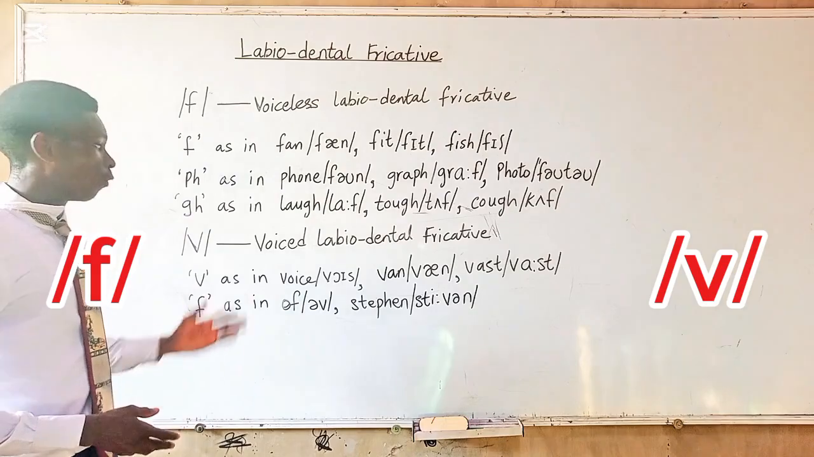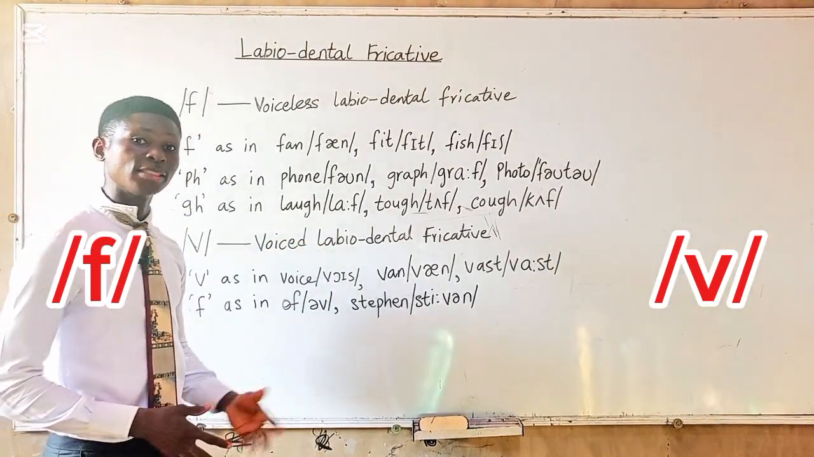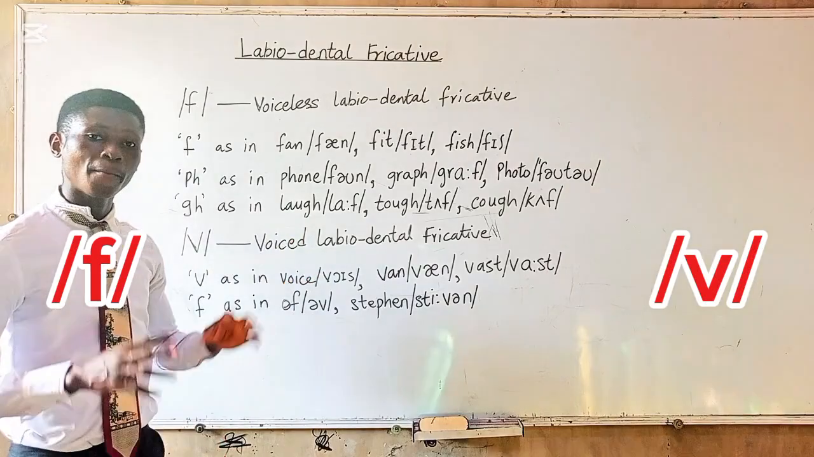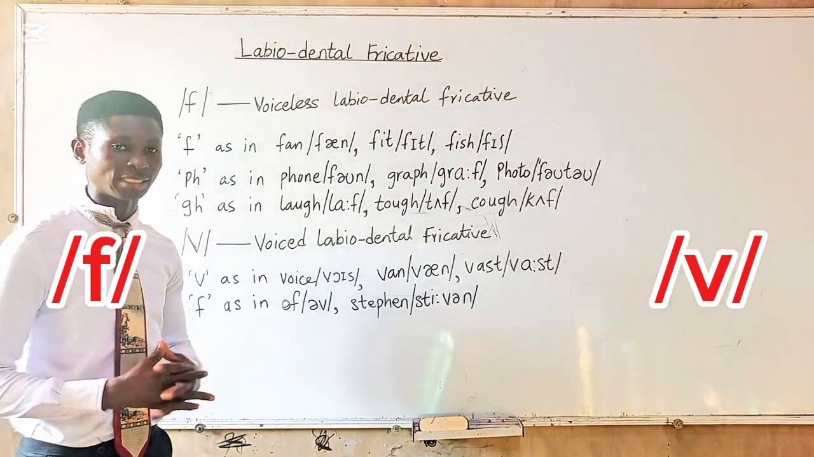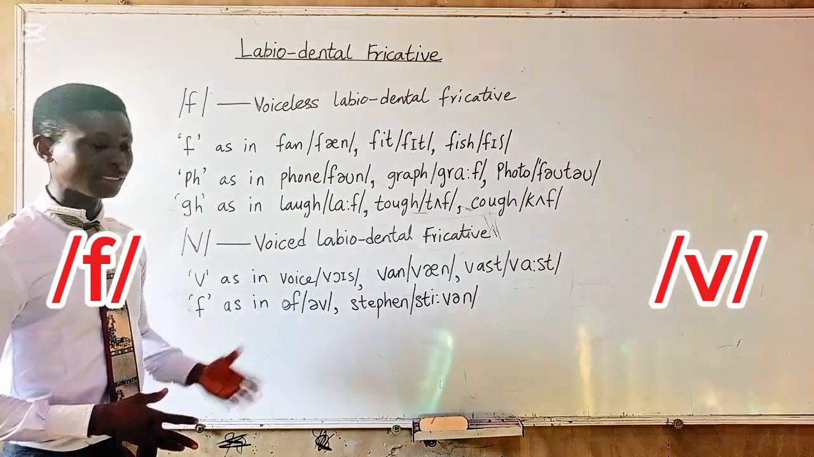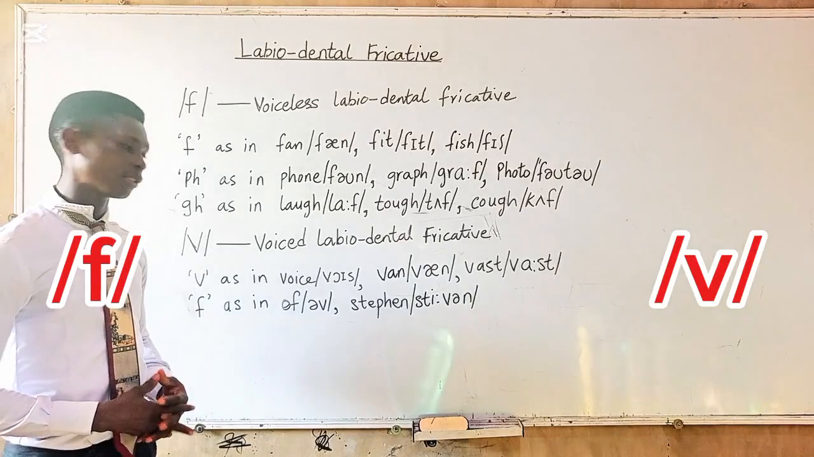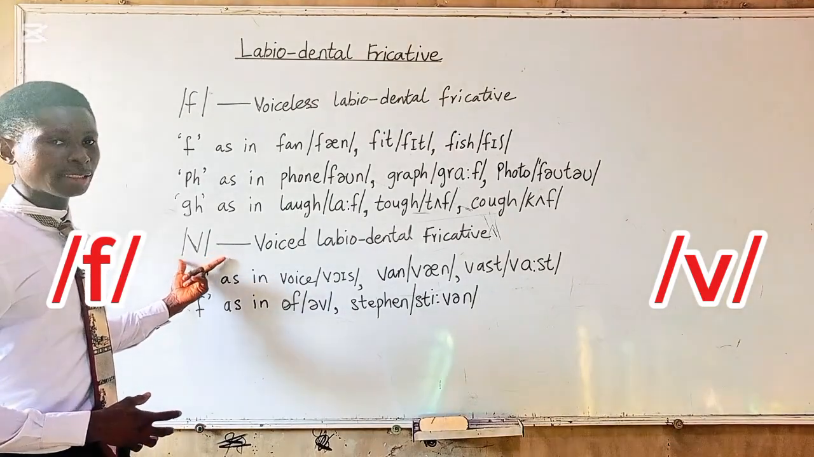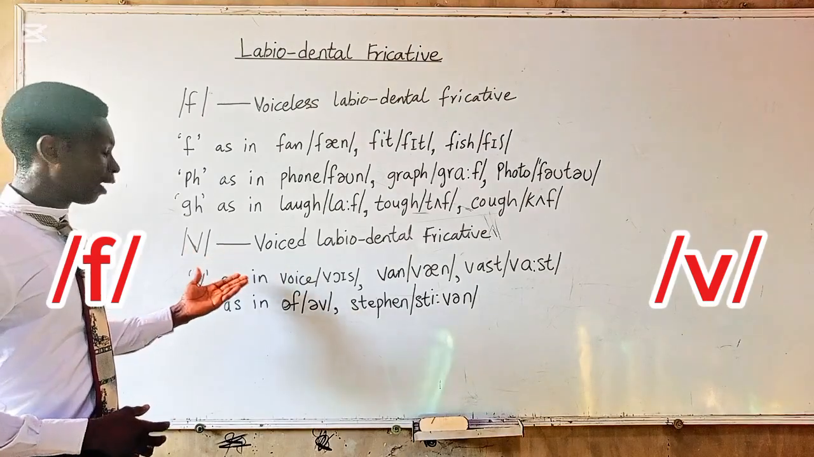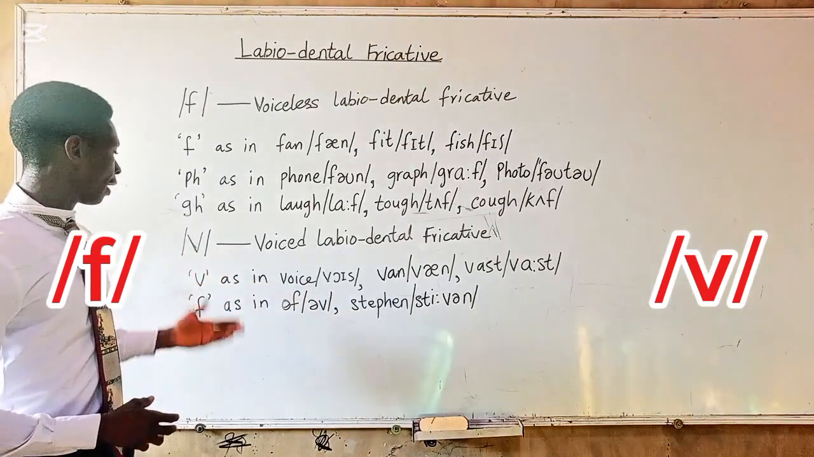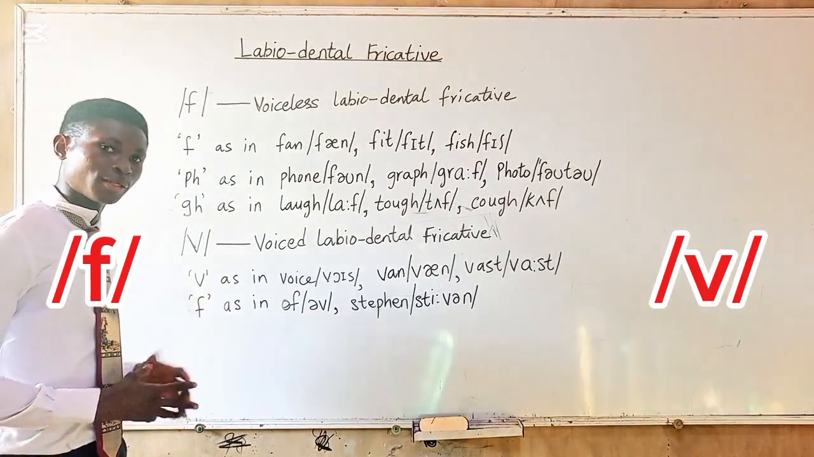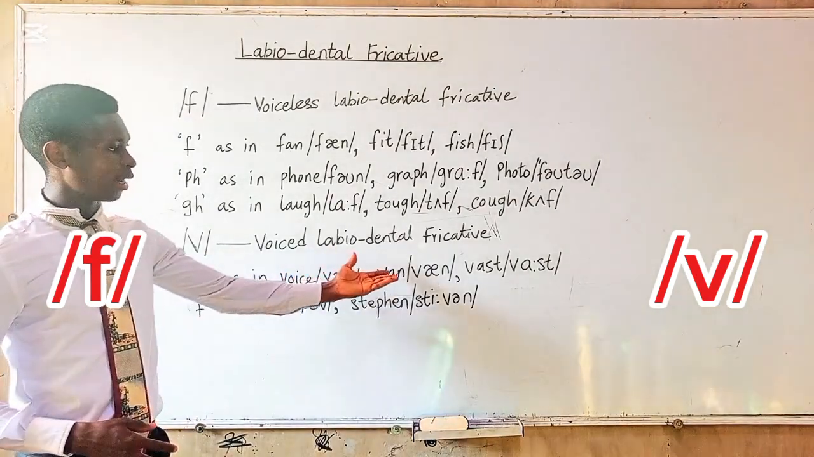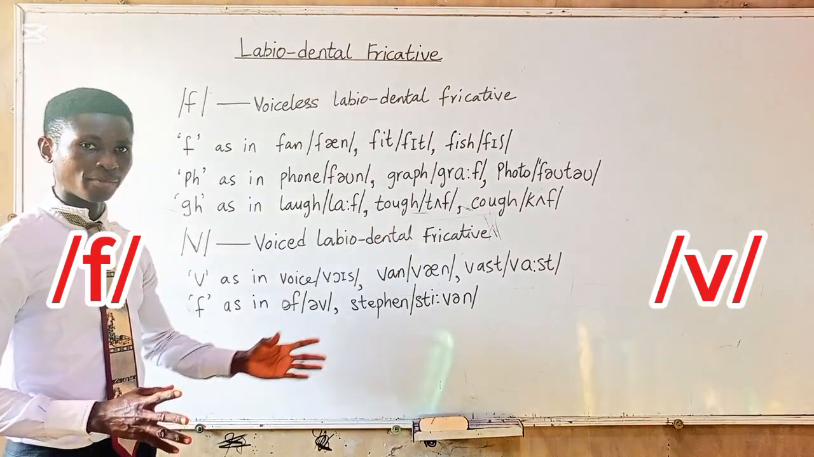Let's also consider the voiced labiodental fricative. This is the voiced form of the voiceless labiodental fricative. We have the same manner of articulation, the same organs of articulation are involved, but the difference is the phonation process. There is vibration when you say /v/. So this is realized as /v/. We have different spellings for the sound, and the most obvious one is the letter V, which also suggests the symbol, as in voice, van, vast, and many more.